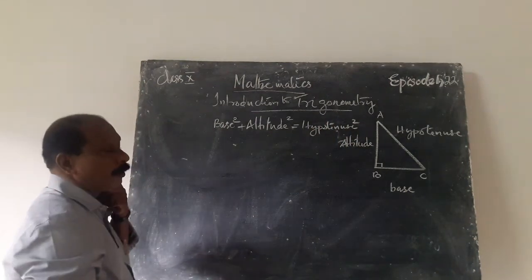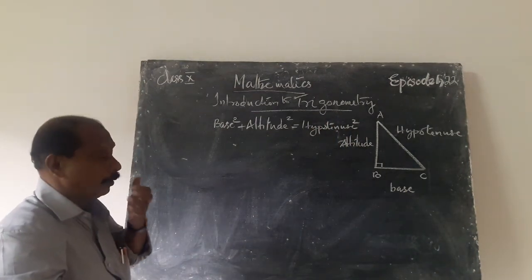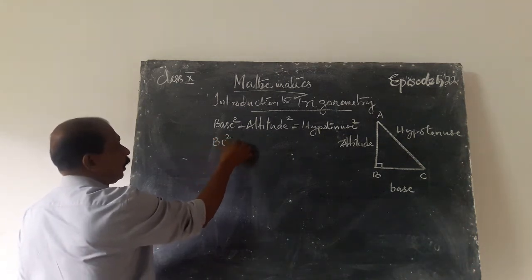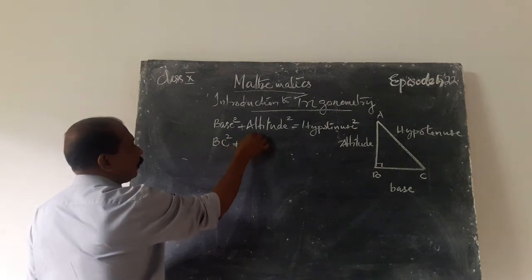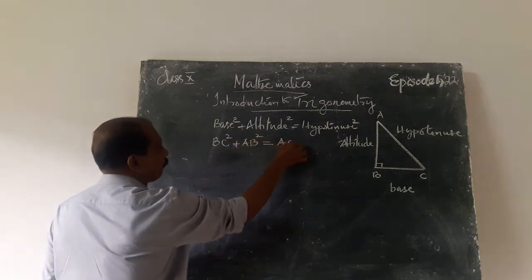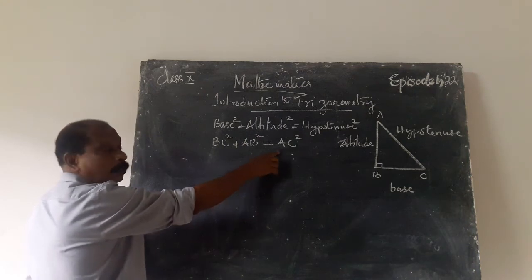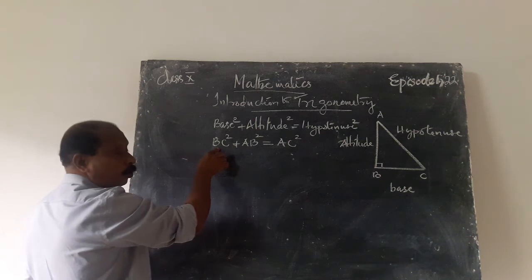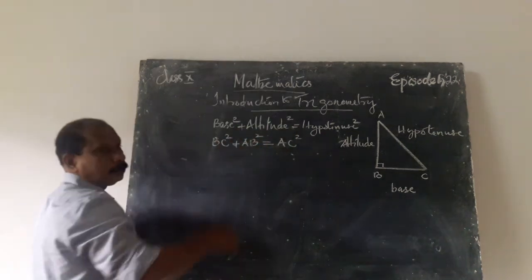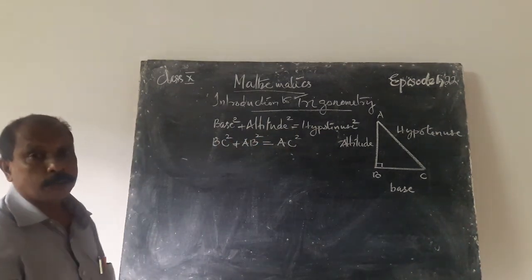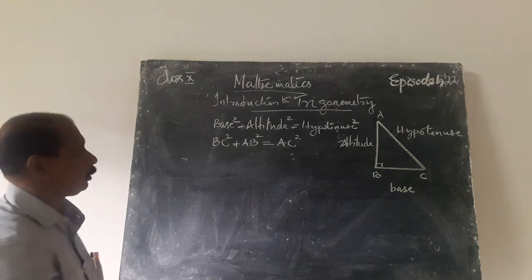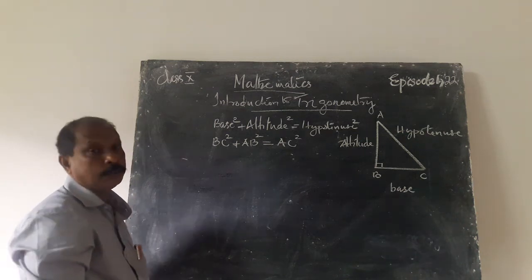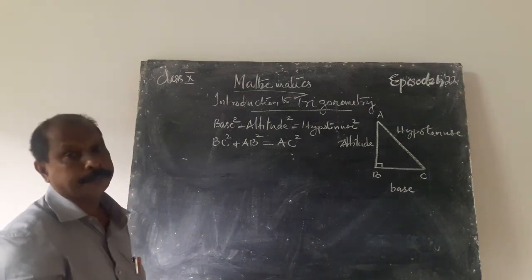From figure, ABC is a right angle triangle, right angle at B. From figure, BC square, that is base, plus AB square, that is altitude, is equal to AC square. Therefore AC is root of BC square plus AB square. BC is root of AC square minus AB square, and AB is root of AC square minus BC square. This is the basic concept to find out one side when two sides of that right angle triangle are given.